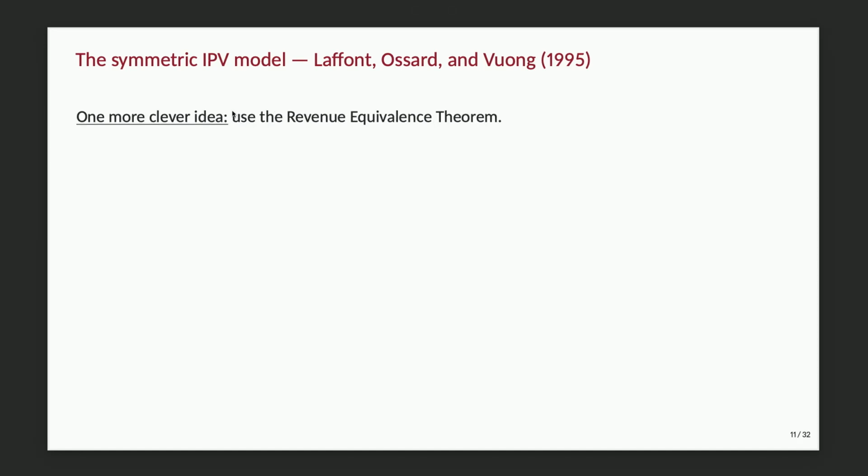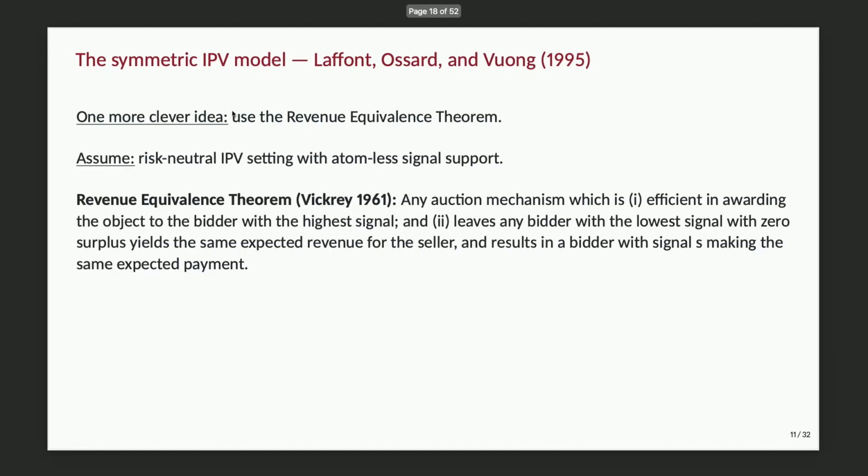Okay, so here's the clever insight that Laffont, Ossard and Vuong had. We stick with simulation, but we can use the revenue equivalence theorem. I've seen that Glenn has talked about this, so I'm just repeating this here. We're assuming a risk-neutral IPV setting with atomless signal support. We know that in this case, any mechanism which is efficient, in that it awards the object to the bidder with the highest signal or with the lowest cost, and leaves the weakest bidder with zero surplus, yields the same expected revenue.